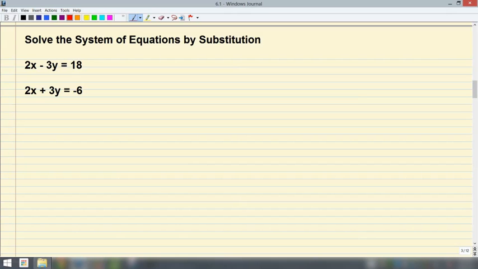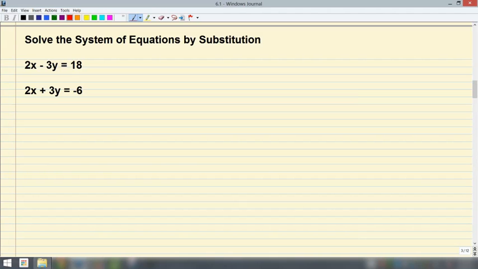So it's really nice when, like in the previous example, the equation is set up for you and it tells you y equals something or x equals something. This one, it's not the case. They don't come out and tell you y equals something. Instead, there's a 3 in front of the y and there's a 2 in front of the x. So what we need to do is manipulate one of the equations, solve it for a variable, and then substitute that into the second equation.